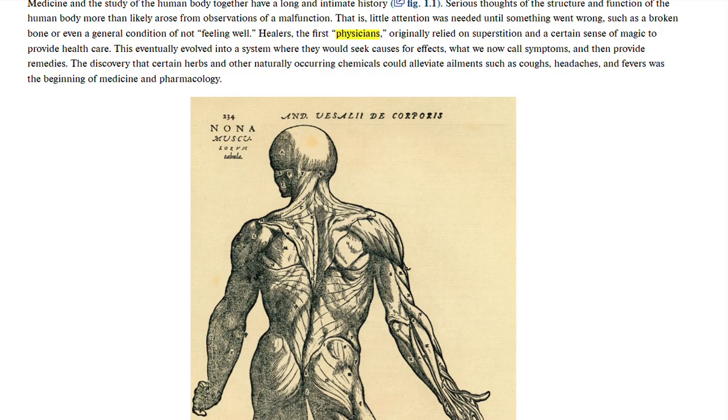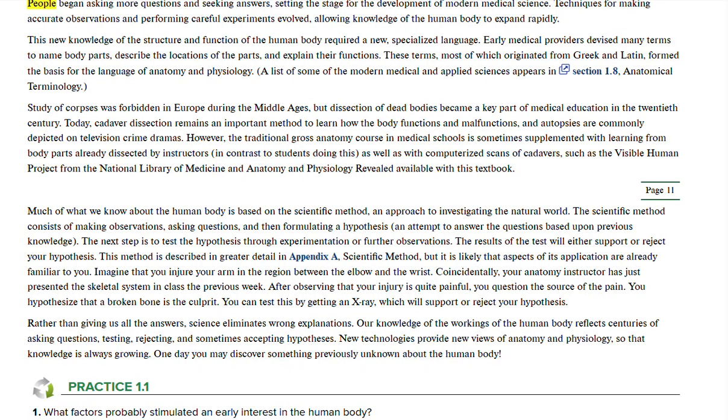Healers, the first physicians, originally relied on superstition and a certain sense of magic to provide health care. This eventually evolved into a system where they would seek causes for effects, what we now call symptoms, and then provide remedies. The discovery that certain herbs and other naturally occurring chemicals could alleviate ailments such as coughs, headaches, and fevers was the beginning of medicine and pharmacology. People began asking more questions and seeking answers, setting the stage for the development of modern medical science.